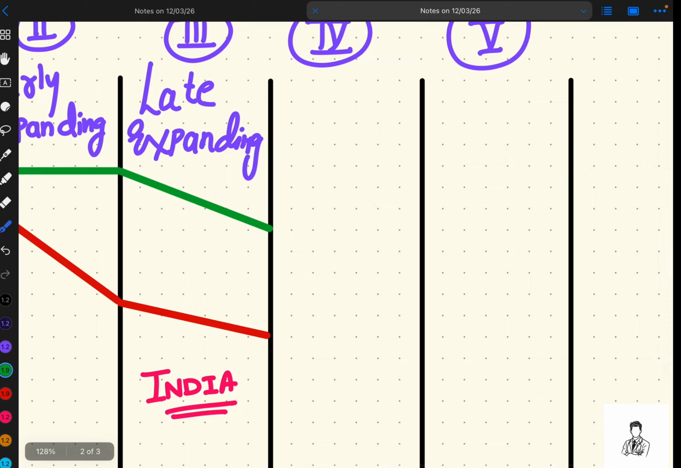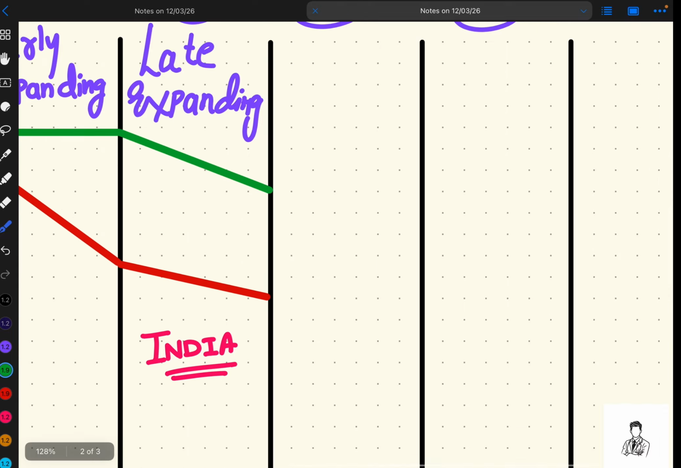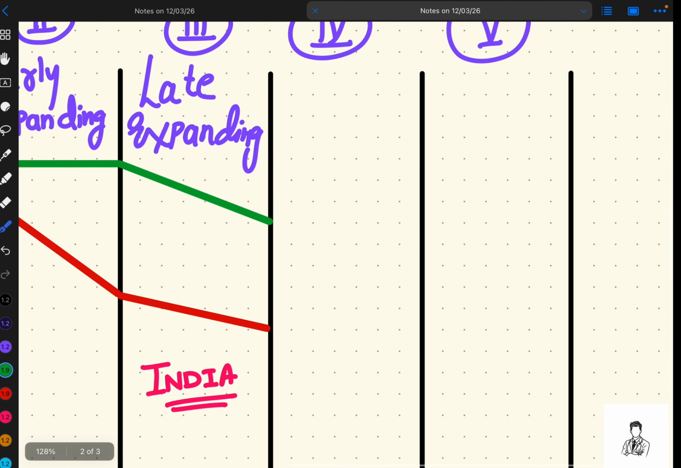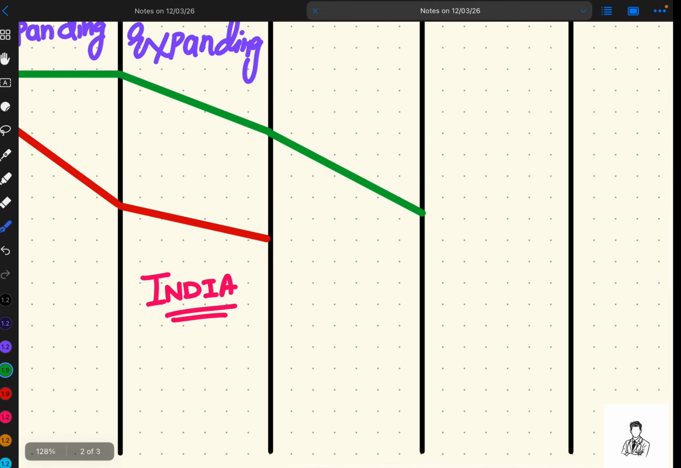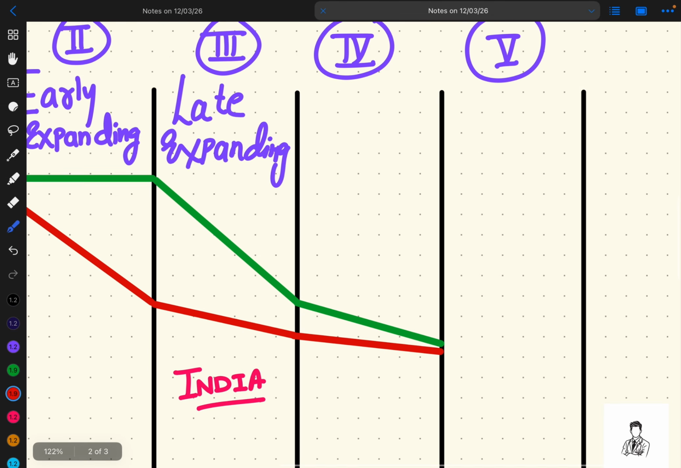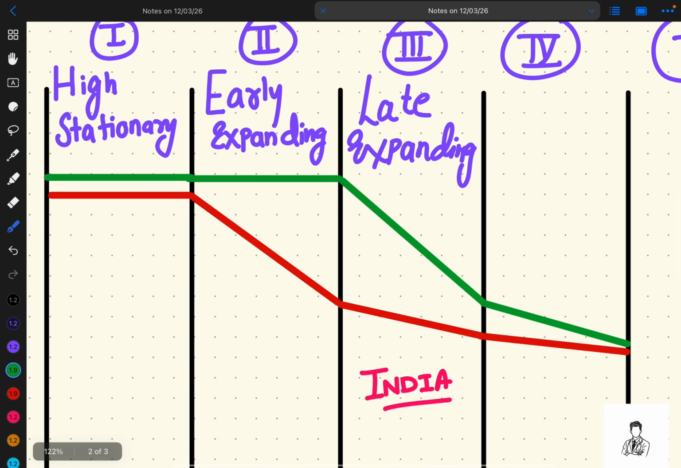Next, we will move to stage 4. In stage 4 we will see birth rates are decreasing rapidly and death rates are decreasing, but not to the great extent as they dipped in the first place. We'll make a small gap in this area, a small gap, so it is stationary. We will name it as stationary, but not high, it's low stationary.